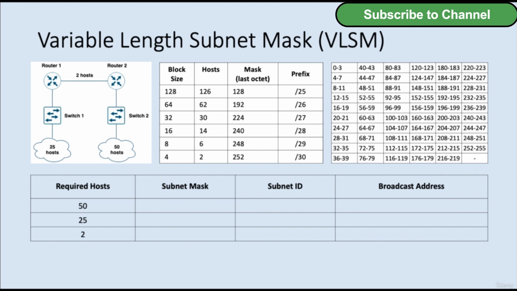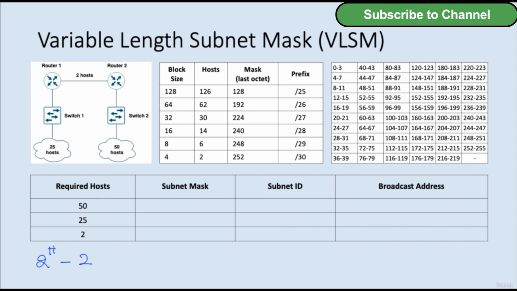First, we will study this networking scenario. Router 1 and router 2 are connected. To connect these two routers, we need two IP addresses. So in this segment, we need two IP addresses. And then router 1 is connected with switch 1, which is connecting 25 hosts. So this is another network segment where we need 25 host addresses. Another one is router 2 connected with switch 2, which is connected further with 50 hosts. So in this segment, we need 50 host addresses.